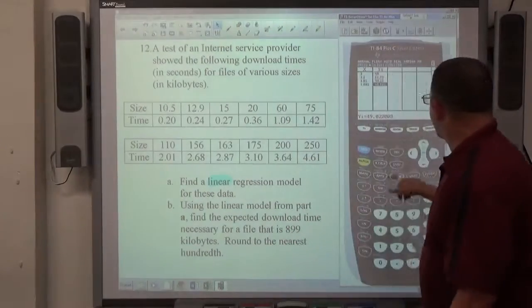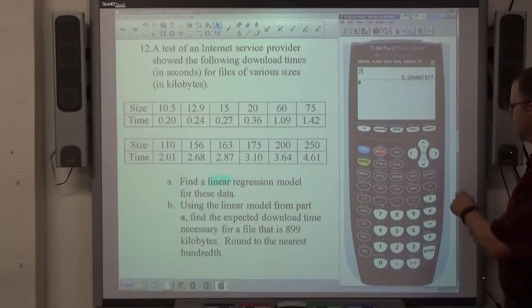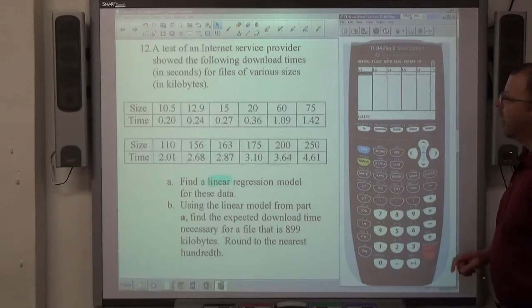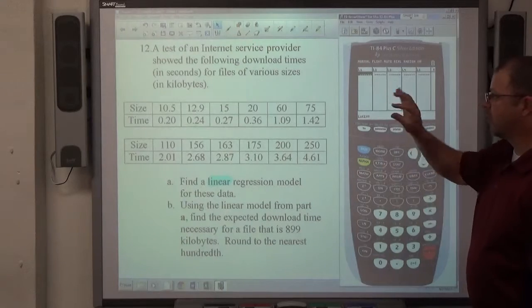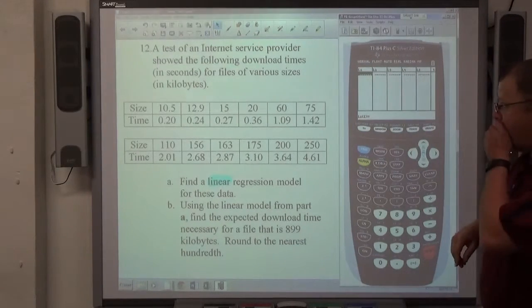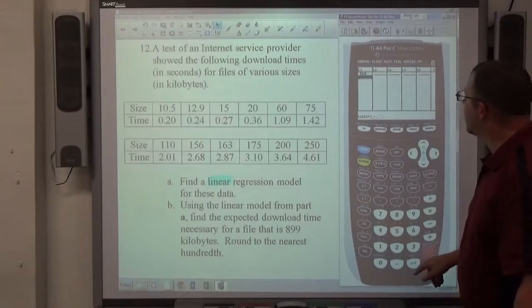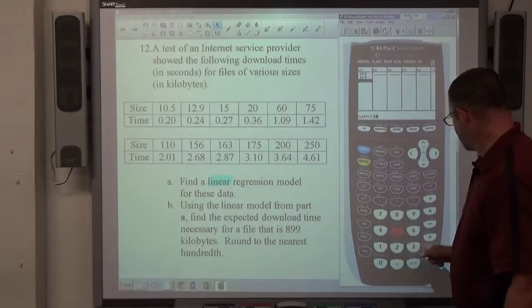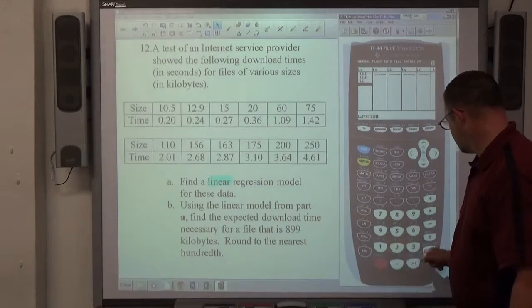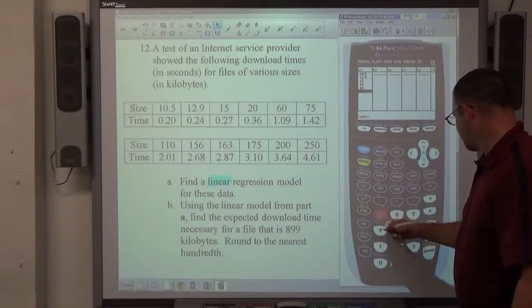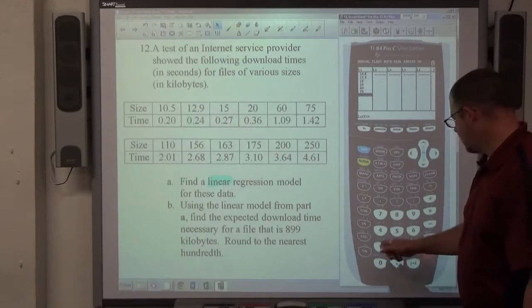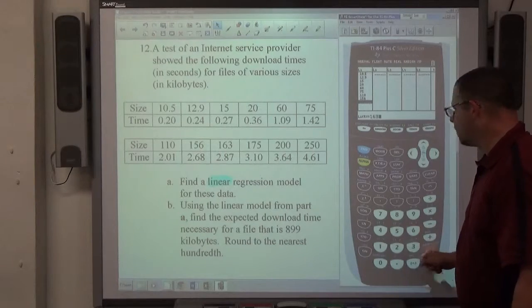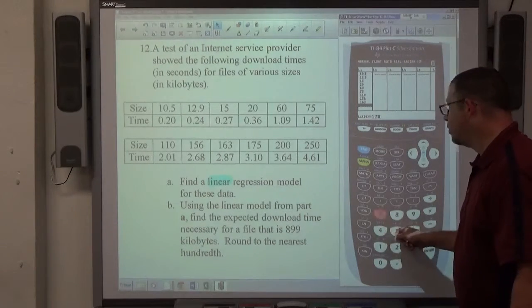I'm going to go to my calculator. I'm going to open up stat mode, enter all my data. And I like to enter the x's first. I'm going to put size as x, time as y. So 10.5 and 12.9 and 15, 20, 60, 75, 110, 156, 163, 175, 200, 250.